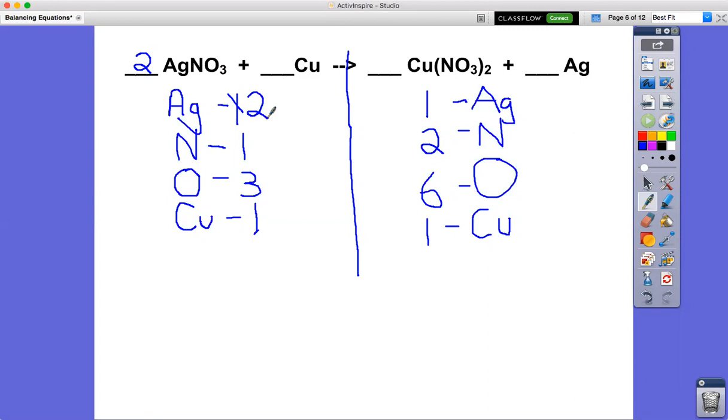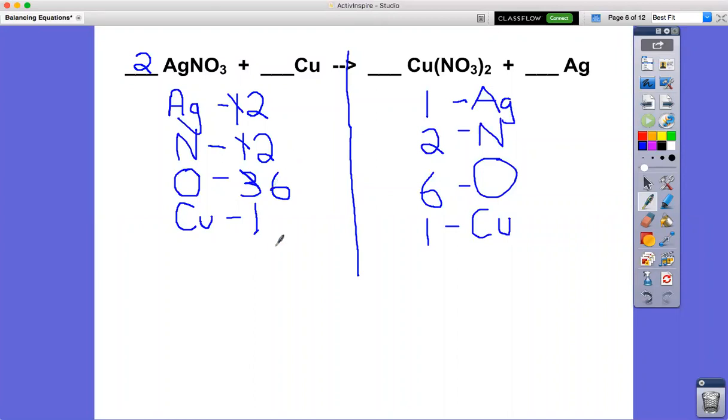Right, 2. My nitrogen became 2. And what did my oxygen become? Yeah, Leah, good. Cameron, Amaya, yeah, Amira, good. All right, so now I've got 6.